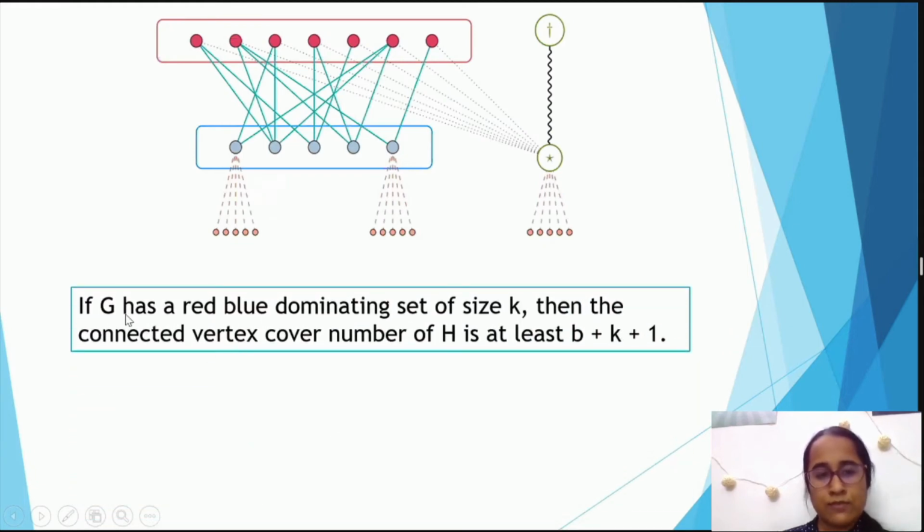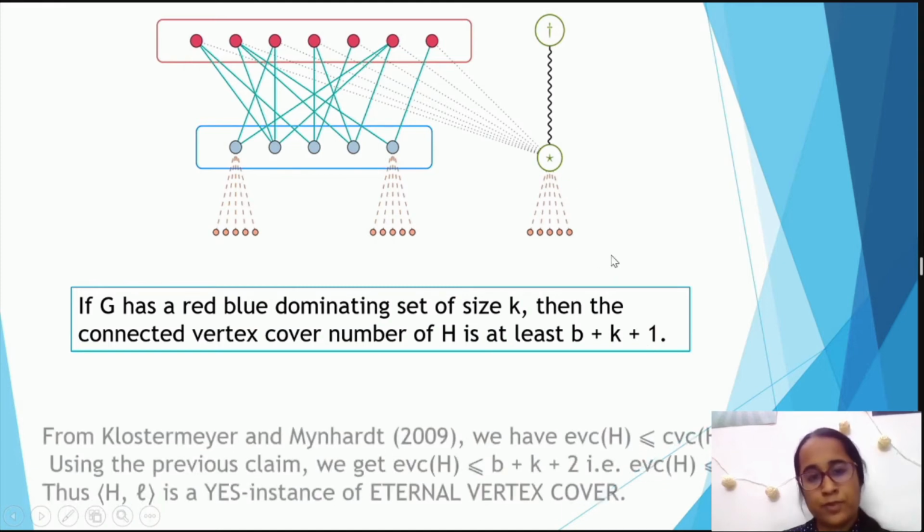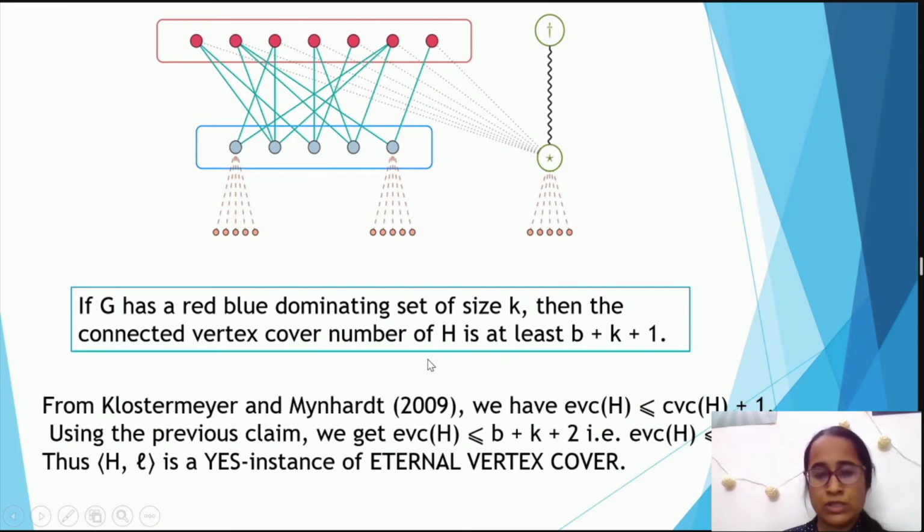Now notice that if G has a red-blue dominating set of size K, then the connected vertex cover number of H is at least B plus K plus 1. And this can also be verified. Now we have this known result from Klostermeyer and Mynhardt 2009 that EBC of H is always less than or equal to CBC of H plus 1, where CBC is the connected vertex cover number. And using the previous claim, we have CBC equal to B plus K plus 1. So we get EBC of H less than or equal to B plus K plus 2. So we have a yes instance of eternal vertex cover.